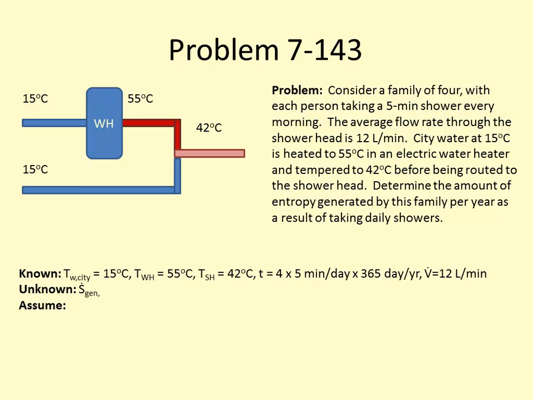Then at 55 degrees Celsius, our specific volume is 0.001015 meters cubed per kilogram, so it doesn't change much with the temperature. S3 is 0.7679 kilojoules per kilogram Kelvin, and H3 is 230.3 kilojoules per kilogram. Okay, so we've defined the properties at all these different temperatures so that we can use them in our equation.